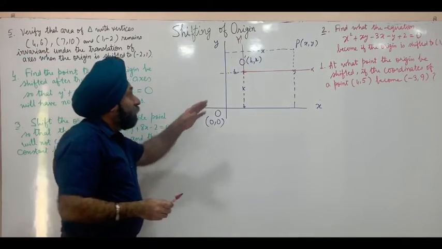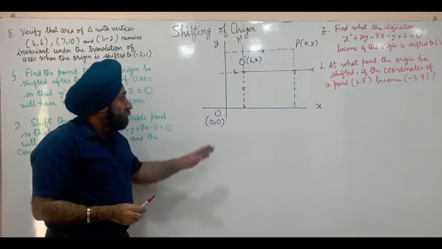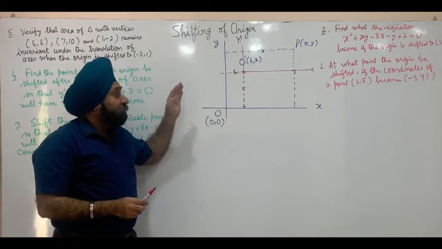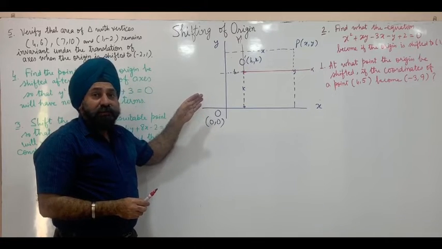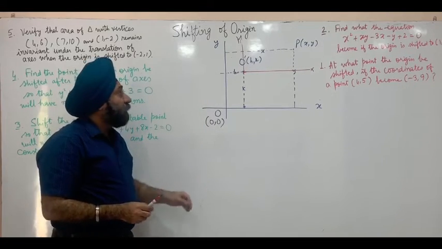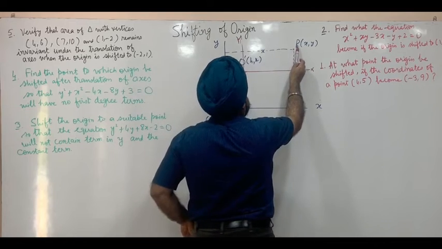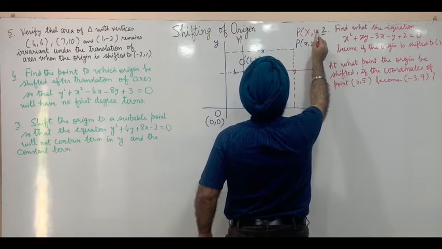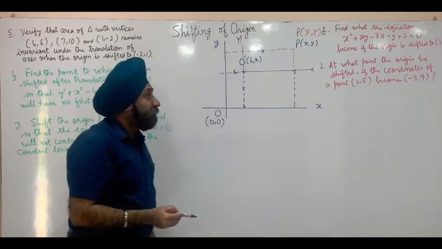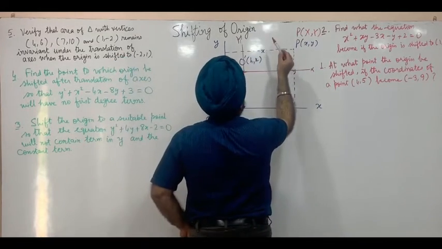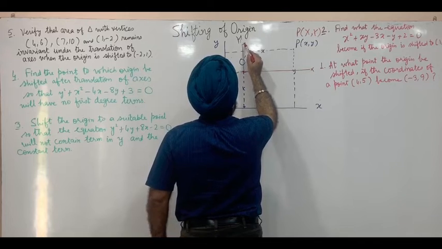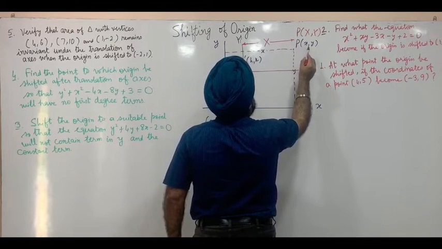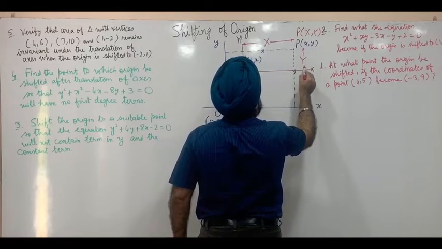The coordinates of point P will change. Since the x-axis has translated and the y-axis has also translated, and coordinates are nothing but distances from the axes, P will have a different set of coordinates. Let us say P is now (capital X, capital Y). The capital X is the distance of point P from the new y-axis. This is x. Similarly, this is y.